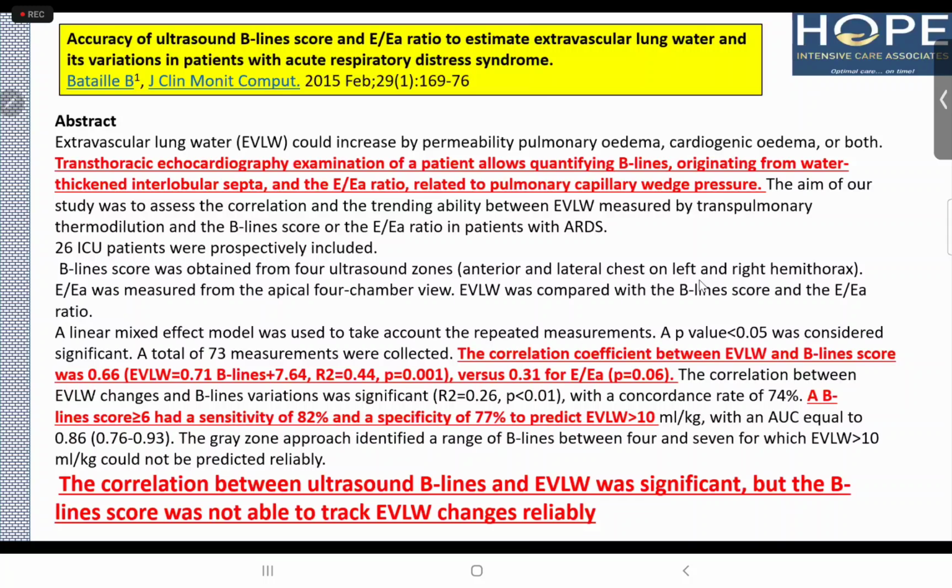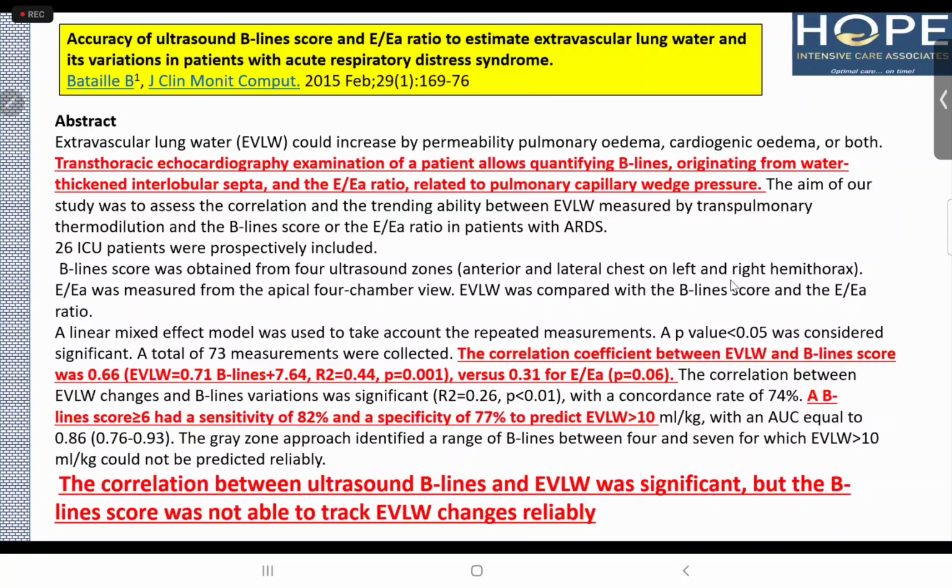The B line index is a little laborious to calculate. You have to measure in all the zones and total the number of B lines. But roughly what we do practically is select one or two points, and in the same position keep on looking serially whether the number of B lines is increasing or decreasing as the fluid management is done.